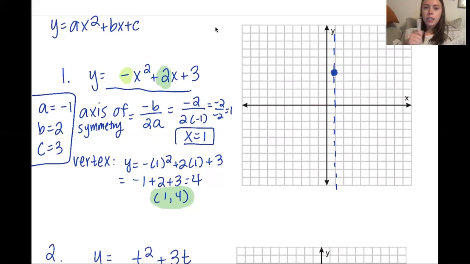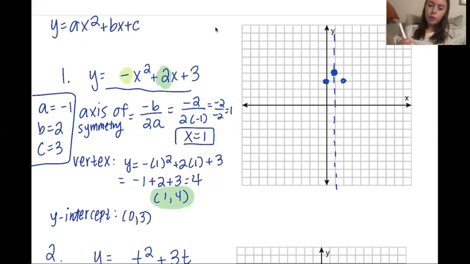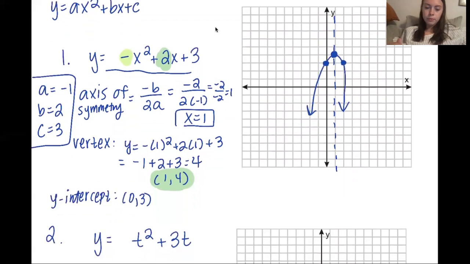And then the next thing I need to do is plot my y-intercept, and my y-intercept is always my c value. So it's just (0, 3). 1, 2, 3. And since my axis of symmetry mirrors everything, then I'm just going to mirror my y-intercept over so it completely matches. And then I have graphed my first quadratic in standard form. If you need more time with that, pause. But if not, I'm going to move on to the next one.